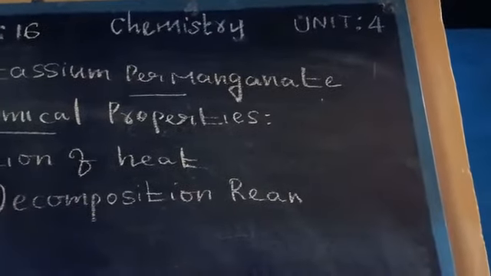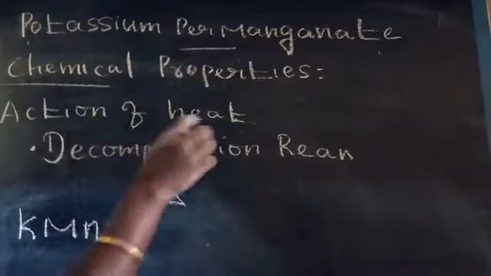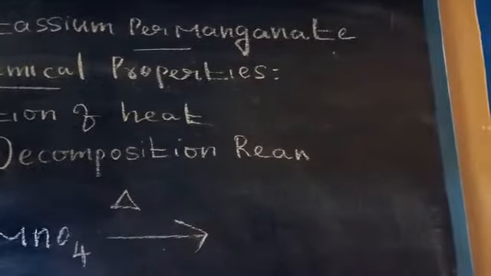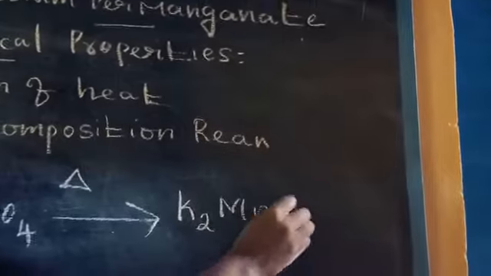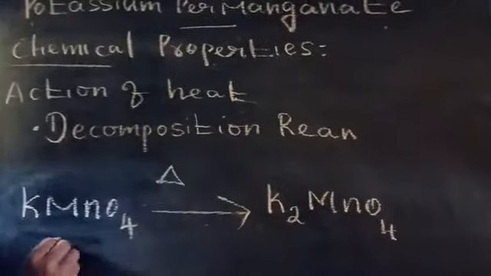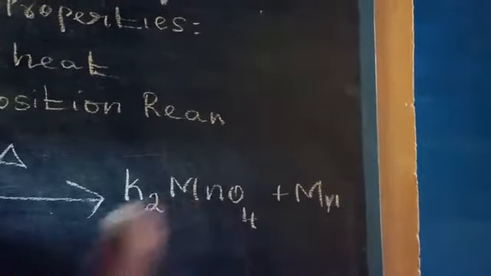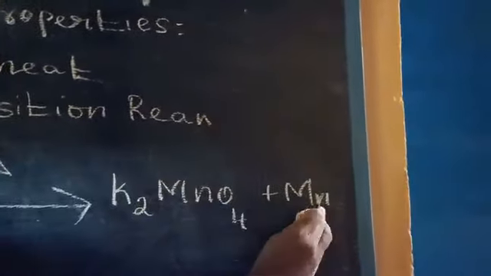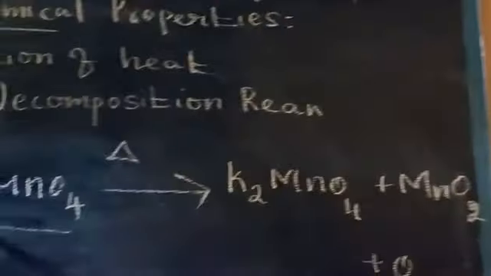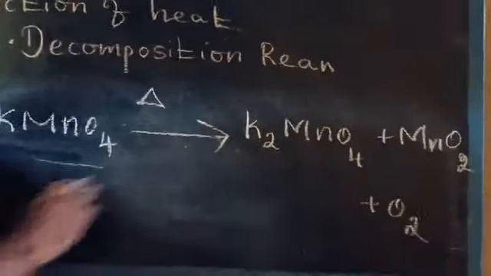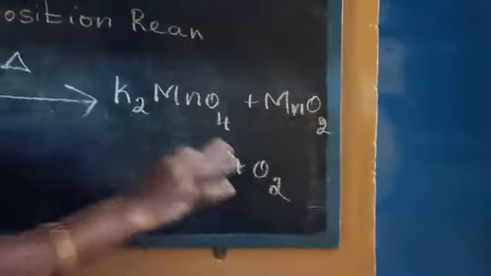Now KMnO4, potassium permanganate, on heating, put the triangle symbol. The products are K2MnO4, potassium manganate, plus MnO2, manganese dioxide, plus O2, oxygen.